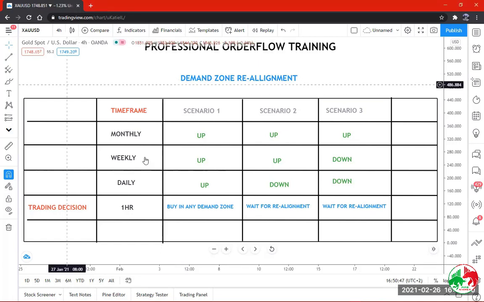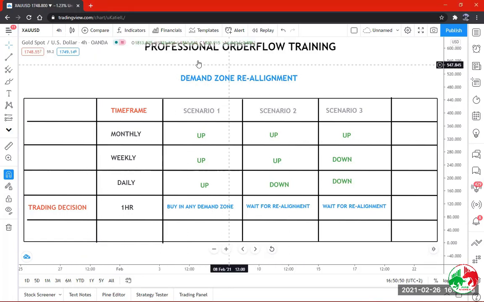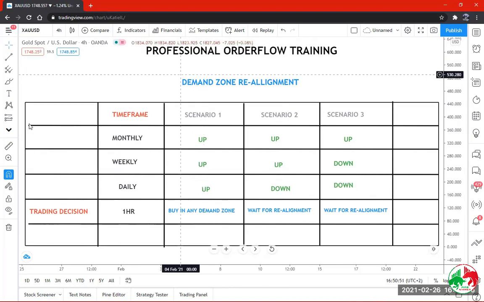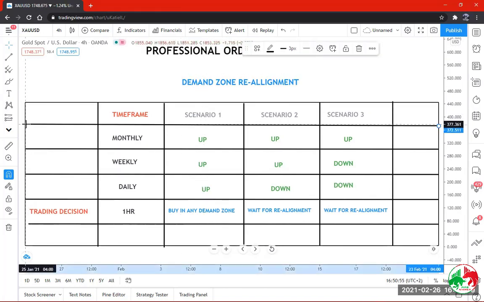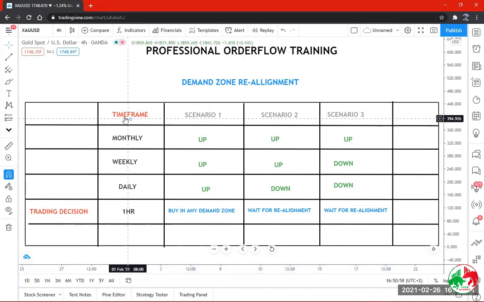So basically, this table will help you find possible trades. I'll show you how you use this table shortly. On your time frame, we have 3 time frames. These 3 are the higher time frames, and you will use them in order to determine the trend, if it's an uptrend or a downtrend. So you have your monthly, your weekly, and your daily. The trading decision will be based on the 1 hour.